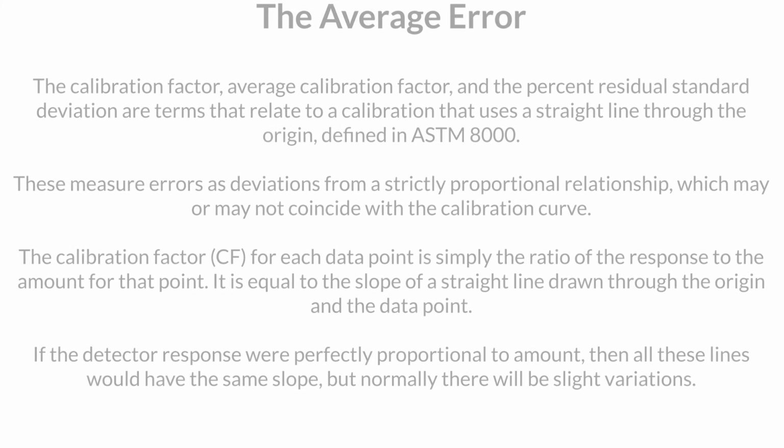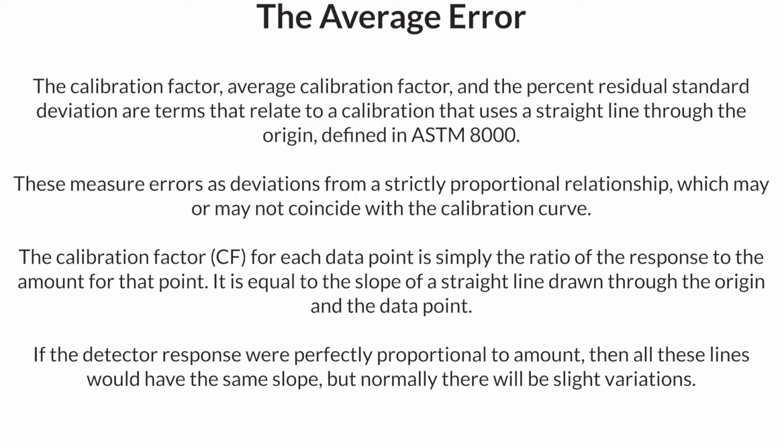The average calibration factor. The calibration factor, average calibration factor, and the percent residual standard deviation are terms that relate to a calibration that uses a straight line through the origin, defined in ASTM 8000. These measure errors as deviations from a strictly proportional relationship, which may or may not coincide with the calibration curve. The calibration factor, CF, for each data point is simply the ratio of the response to the amount for that point. It is equal to the slope of a straight line drawn through the origin and the data point.